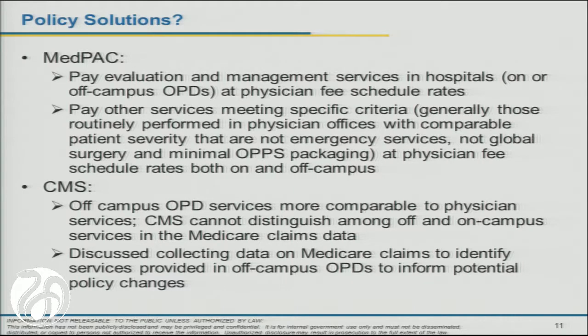CMS has been looking at this issue, and we've been much more focused on the off-campus provider-based departments because we look at them as much more similar to physician offices than to hospital outpatient departments, and are trying to gather data on how many services are provided in these settings. Right now, the place of service code on the claim is going to say hospital outpatient department, and the hospital claim is not going to distinguish between whether it's on campus or off campus. So we're working on collecting data to try to get better information on this issue.